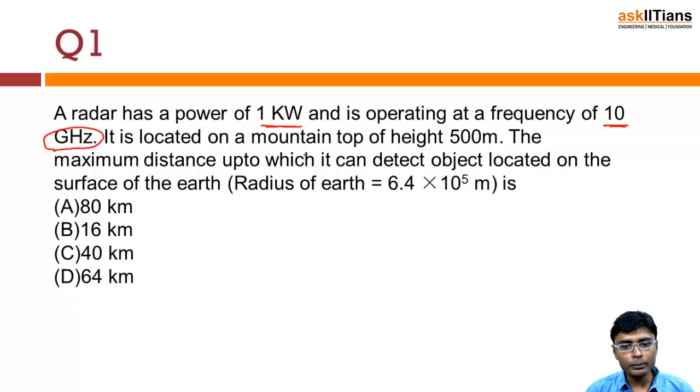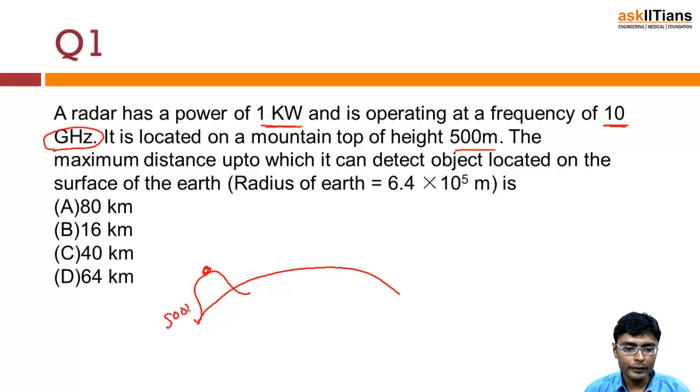It is located on a mountain top of height 500 meter. The maximum distance up to which it can detect object located on the surface of the earth. So basically, if we try to figure out the problem, there is a mountain. On the top of the mountain there is a radar, and the height of mountain is 500 meter, and we have to find the maximum distance up to which it can detect the object lying on the earth's surface.